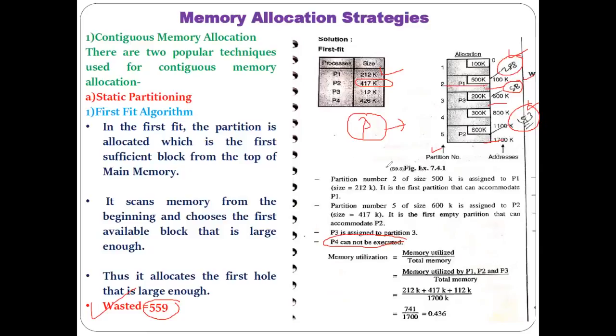What is the characteristic of contiguous memory allocation? The strategy says you can put only one process within one partition. Even if the partition size is more and the process size is less, the remaining space remains unused and wasted. That concept is called internal fragmentation, one of the disadvantages of contiguous memory allocation.